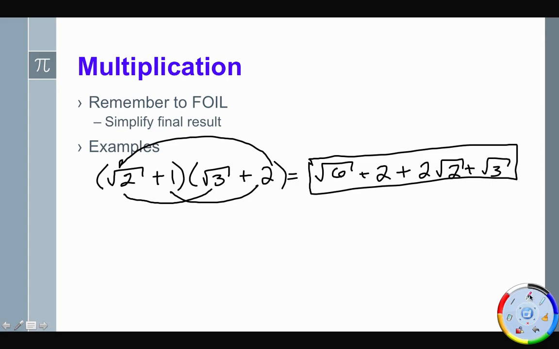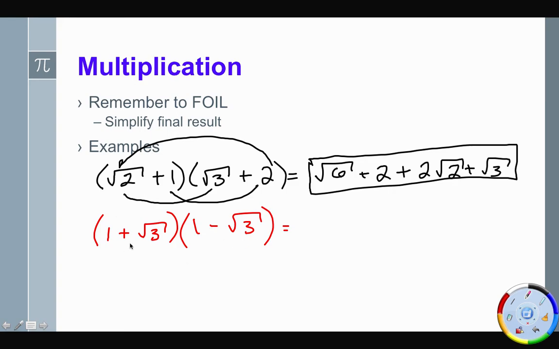But let's look at something a little bit different. If we had 1 plus the square root of 3 and 1 minus the square root of 3. Now these are very handy numbers to know. That whole minus sign in between, we call them conjugates. We're going to look at that in a few minutes here.